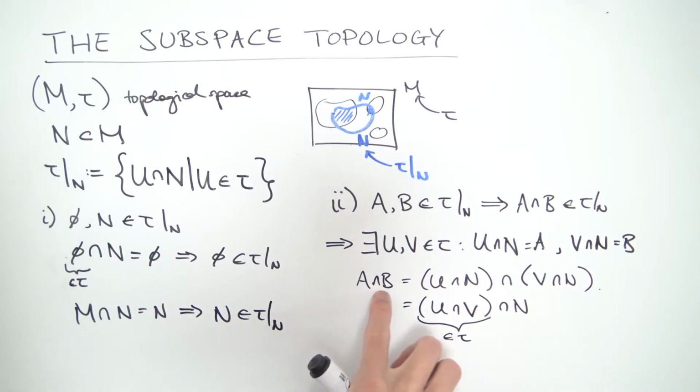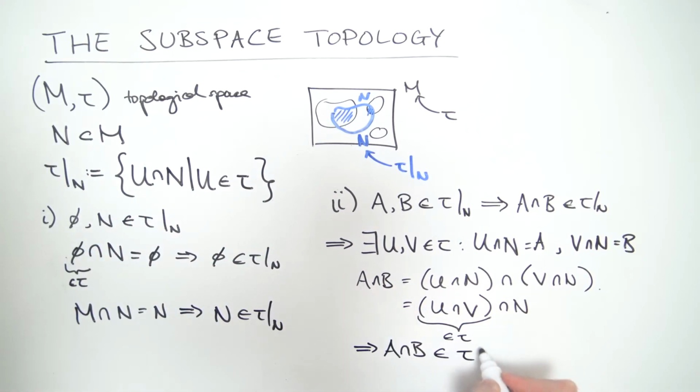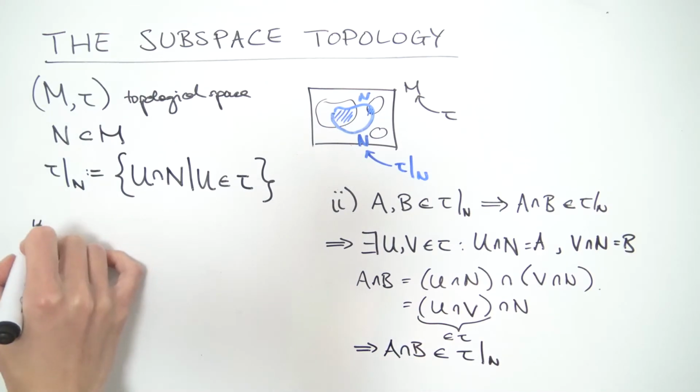And since this is an element of the original topology, which is what we want over here, intersected with N, then A intersected B must also be in the topology restricted to N. So we showed the second axiom. So let's do the third axiom.